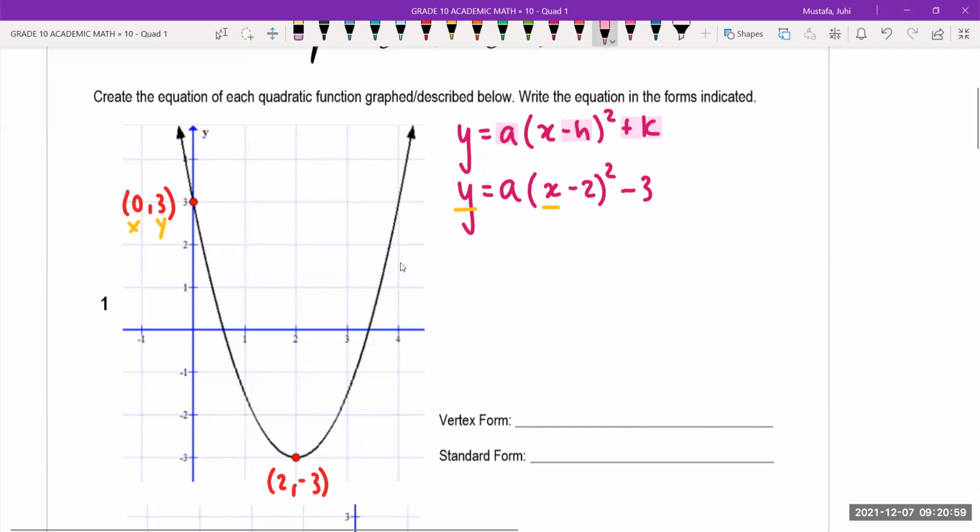Okay, so let's try it. My Y value is a 3. So I'm going to write 3 is equal to. I still don't know what A is. I'm trying to calculate that. That's what I'm trying to figure out. What's my X value? 0, because I'm getting it right from here. (0 - 2)^2 - 3.